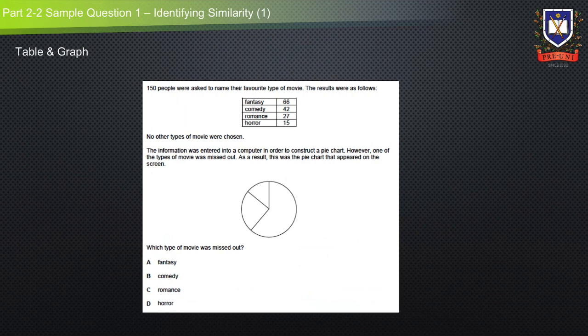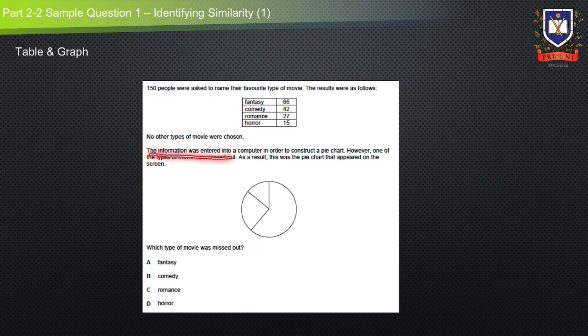Let's look at this example of a table and graph question from the Selective Sample Thinking Skills exam. 150 people were asked to name their favorite type of movie. The results were as follows. Fantasy, 66. 42 people liked comedy, 27 liked romance, and 15 liked horror. No other types of movie were chosen.